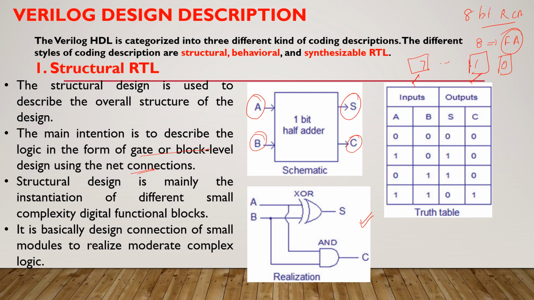It is mainly the instantiation of different small complex digital functions. I told you the full adder you are using is a small complex digital circuit which can be used to design your complex 8-bit ripple carry adder. So it is basically the connection of small modules to realize moderately complex logic such as ripple carry adders, carry select adders, and so on.